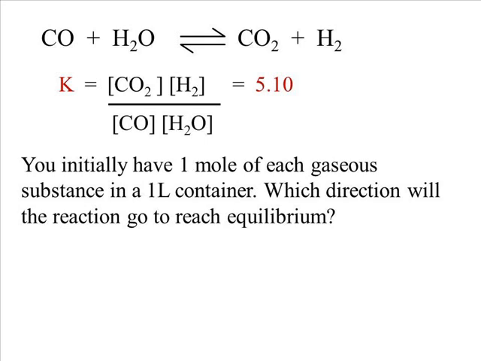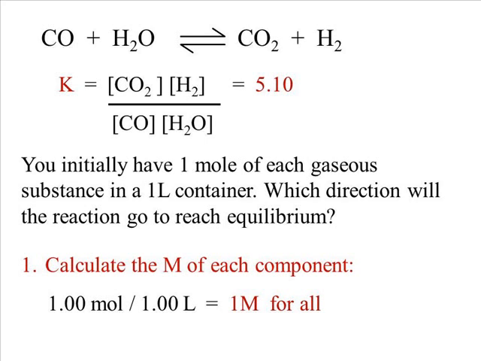So, for example, if we have this reaction and we know the K value, and notice products over reactants raised to the power of their coefficients, and K is 5.10, K being greater than 1, not much greater, but greater than 1 tells us when we're done, we'll have mostly products in this reaction. So initially, we have 1 mole of each gaseous substance in a 1 liter container. Which direction are we going to go to reach equilibrium?